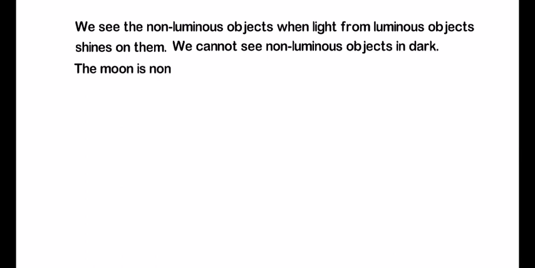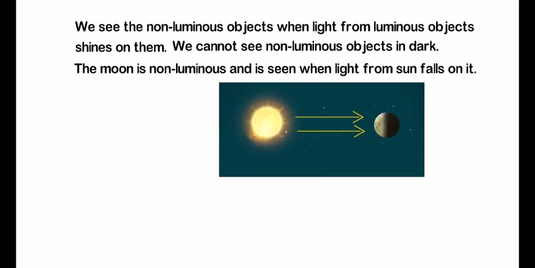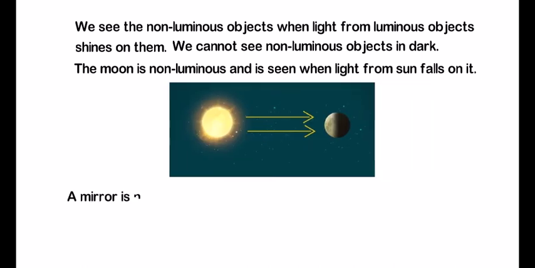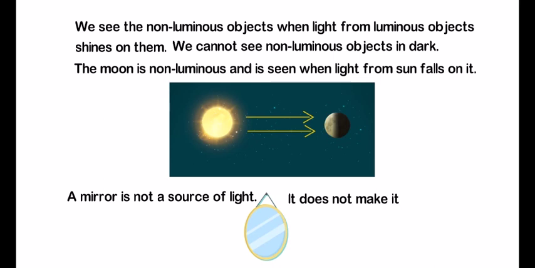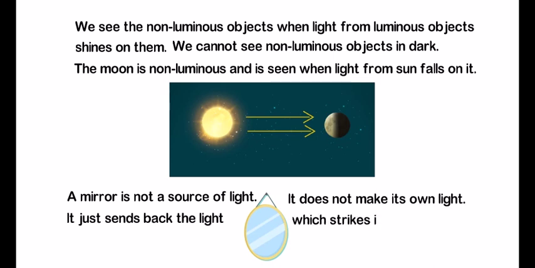The moon is non-luminous and is seen when light from the sun falls on it. A mirror is not a source of light. It does not make its own light. It just sends back the light which strikes it.